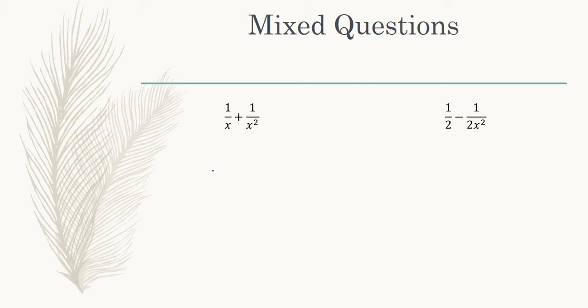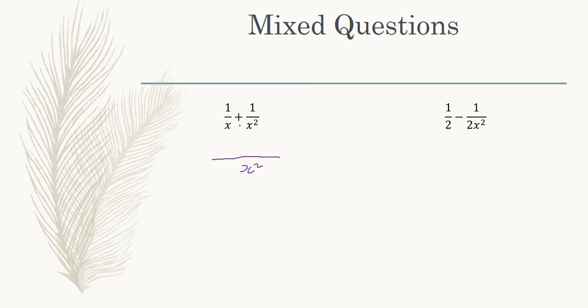In this video, what we're going to focus on is how we add and subtract algebraic fractions, but specifically when the variable is in the denominator. So example 1, we have 1 over x plus 1 over x squared. First thing, we need to find a common denominator. So a common denominator for x and x squared would be x squared.